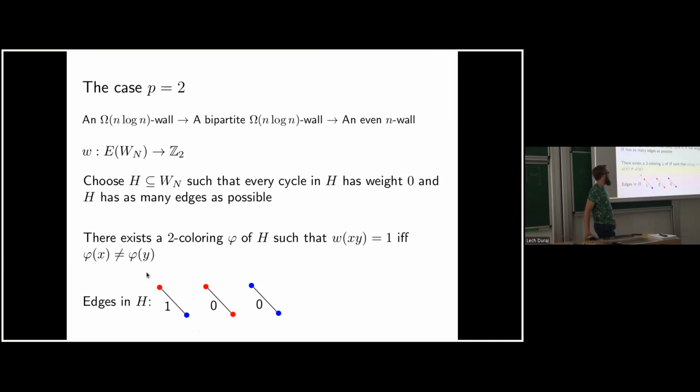Okay, and in fact, since we want a graph H with as many edges as possible, this implies that H is determined by a bipartition, or the two coloring, of the graph Wn, because basically we can color vertices red and blue and take all edges which have this property. So this is an equivalent way of looking at the graph H.